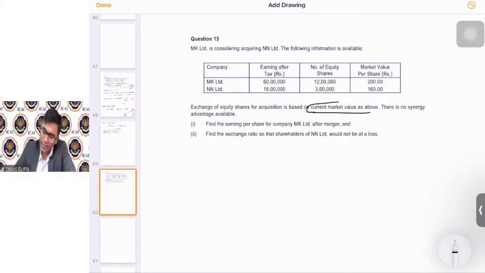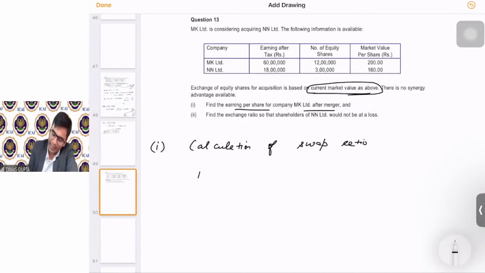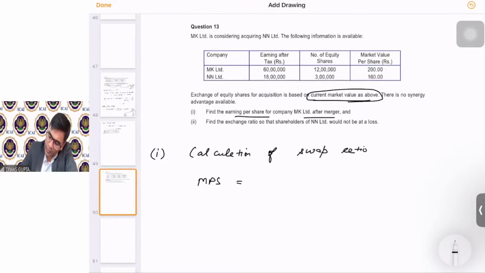So first of all, they are saying that the current market value will be used to exchange the equity shares, students. Can we calculate the current swap ratio? Calculation of swap ratio, because once we are able to calculate the swap ratio, then we can calculate the EPS post merger. So calculation of swap ratio, MPS is 160 of the target company and 200 for the acquiring company. So 160 divided by 200, students, so this is 0.80 is to 1.